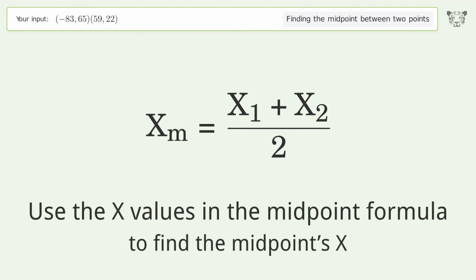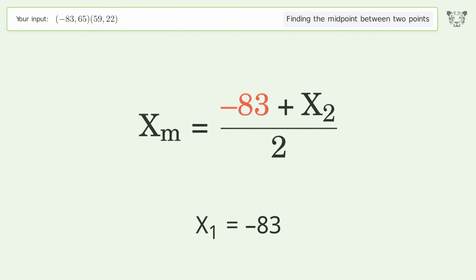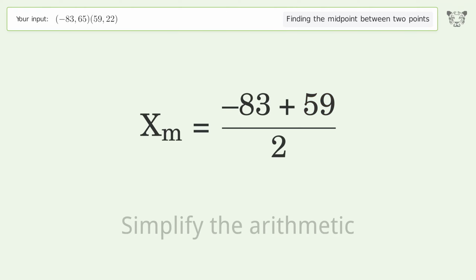Use the x values in the midpoint formula to find the midpoint's x. x1 equals -83. x2 equals 59. Simplify the arithmetic.